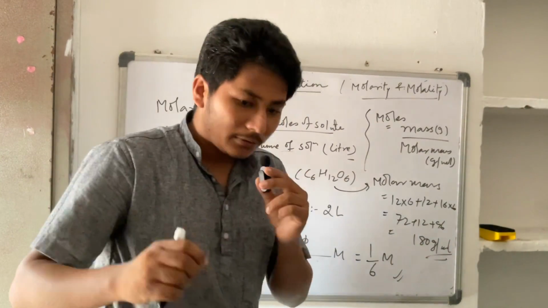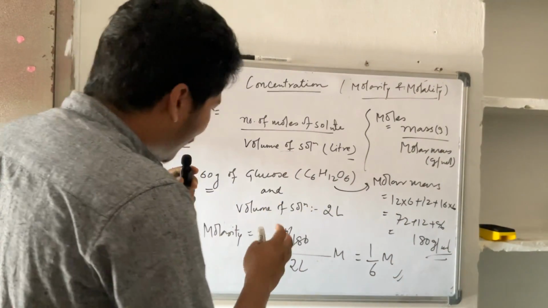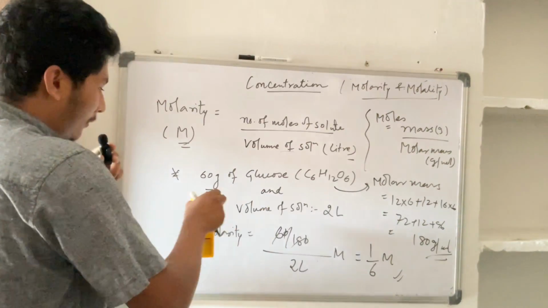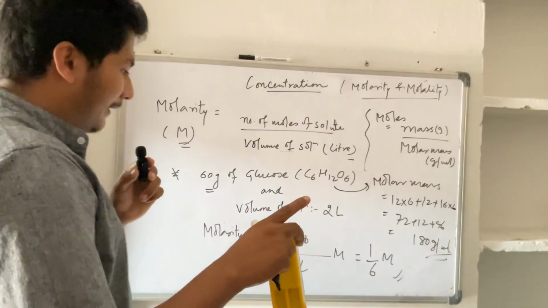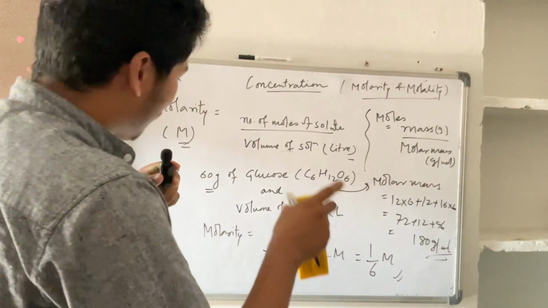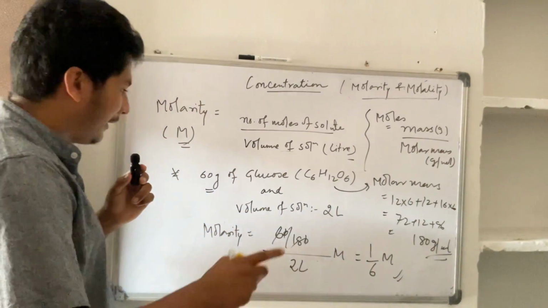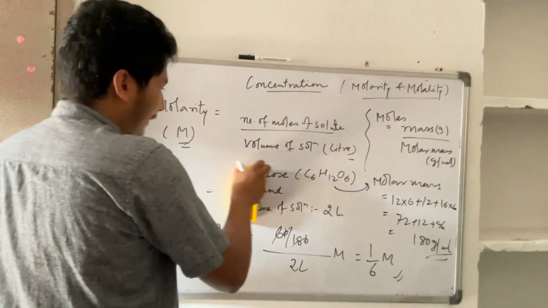Good. Now, another question can be asked from here. If I have taken 20 ml of this solution, the concentration of which we found to be 1 by 6 M, and the question is how many grams of glucose are inside that 20 ml of solution, then how would you calculate? So let's go ahead and calculate this.